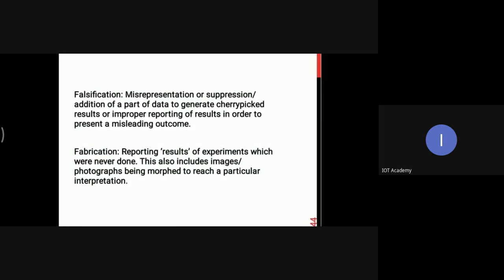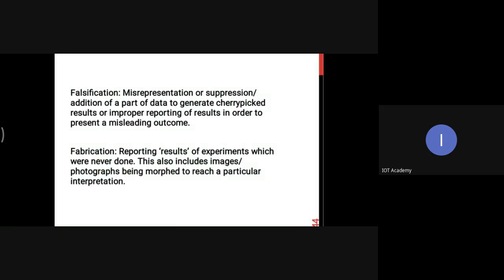Fabrication, of course, may involve photographs or images being morphed, because we are in the internet era. Photos can be easily morphed. Morphed basically means you can change the photo of somebody and put it on somebody else. Whenever we have internet frauds or any kind of frauds, this is because of the morphing, where you can change the face and the body of somebody else. We should not do it. That is not a part of our research ethics.